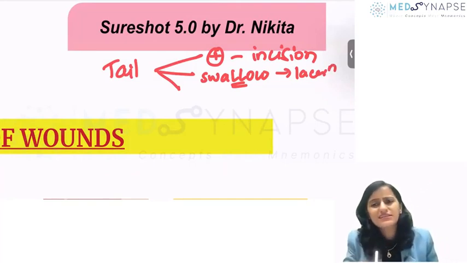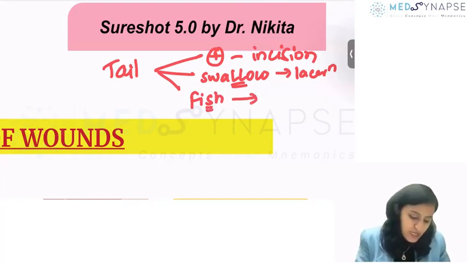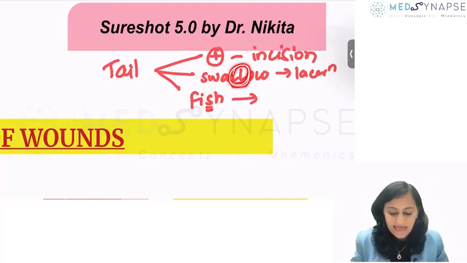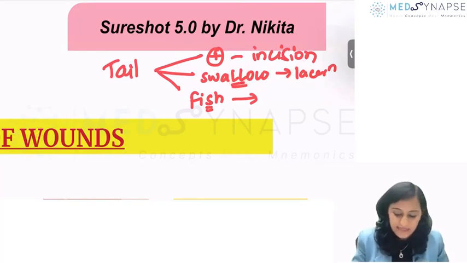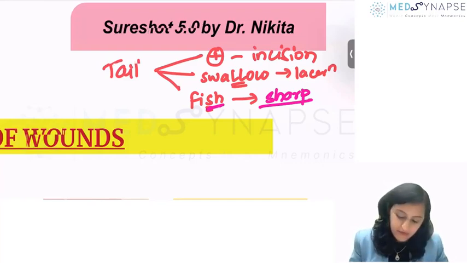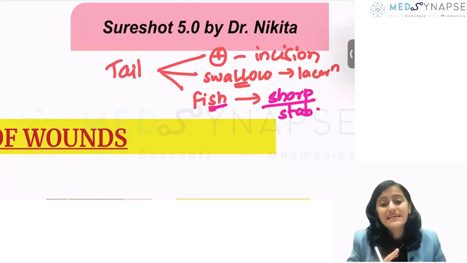And which other tailing is there? One is swallow, and what is the other? Fish. Absolutely right. Remember, fish has only S. Do not get confused between swallow's S and fish's S. Swallow has LL also, so this is laceration. In fish, it is only S, or you can remember this is SH, which is sharp. A sharp weapon will give fish tailing, which is stab. Sharp is fish. Single edge or double edge, which one gives it?